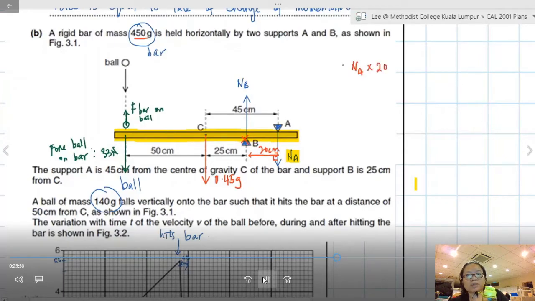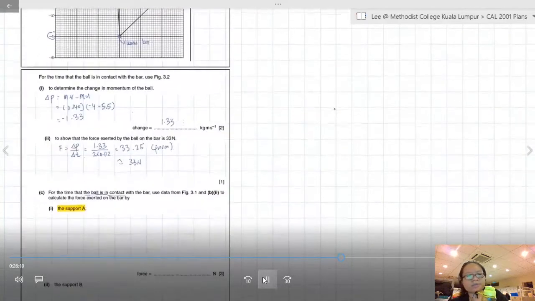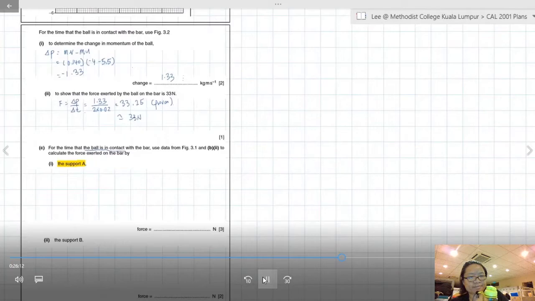So NA times 20. I'm writing here so that I can look at the diagram without scrolling up and down. Okay, so 33 times distance from B, 75, 0.45 times 25. And then I roughly know this, and then I transfer down to here. So I'll get sum of the clockwise is equal to the sum of the anti-clockwise.